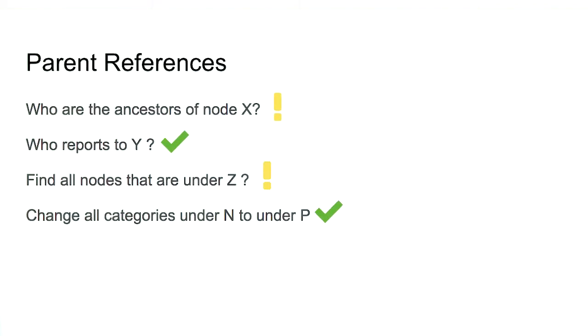For parent references, we can perform operations like who reports to Y and change all categories under N to under P using very little code and changing only one single document. To find all nodes that are under Z, that is also pretty straightforward. However, we have to iterate over a set of documents. We can also respond to questions like who are the ancestors of node X by resorting to a lookup, which is essentially a join, which may not be ideal to accomplish this operation.